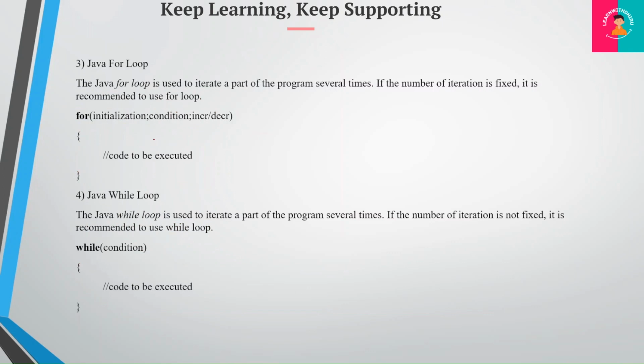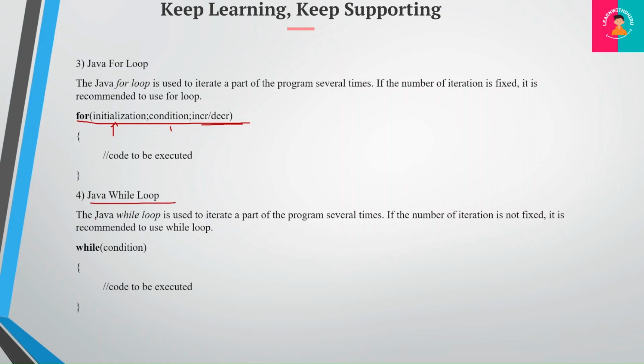Then Java for loop. A for loop is required if you want to perform the same task again and again, because it is not possible to run the same program 100 times. Rather, consider the Java for loop condition. The first one is the initialization, where you are declaring a variable and assigning some value. Then the condition, where you are comparing something, and you want to increment or decrement.